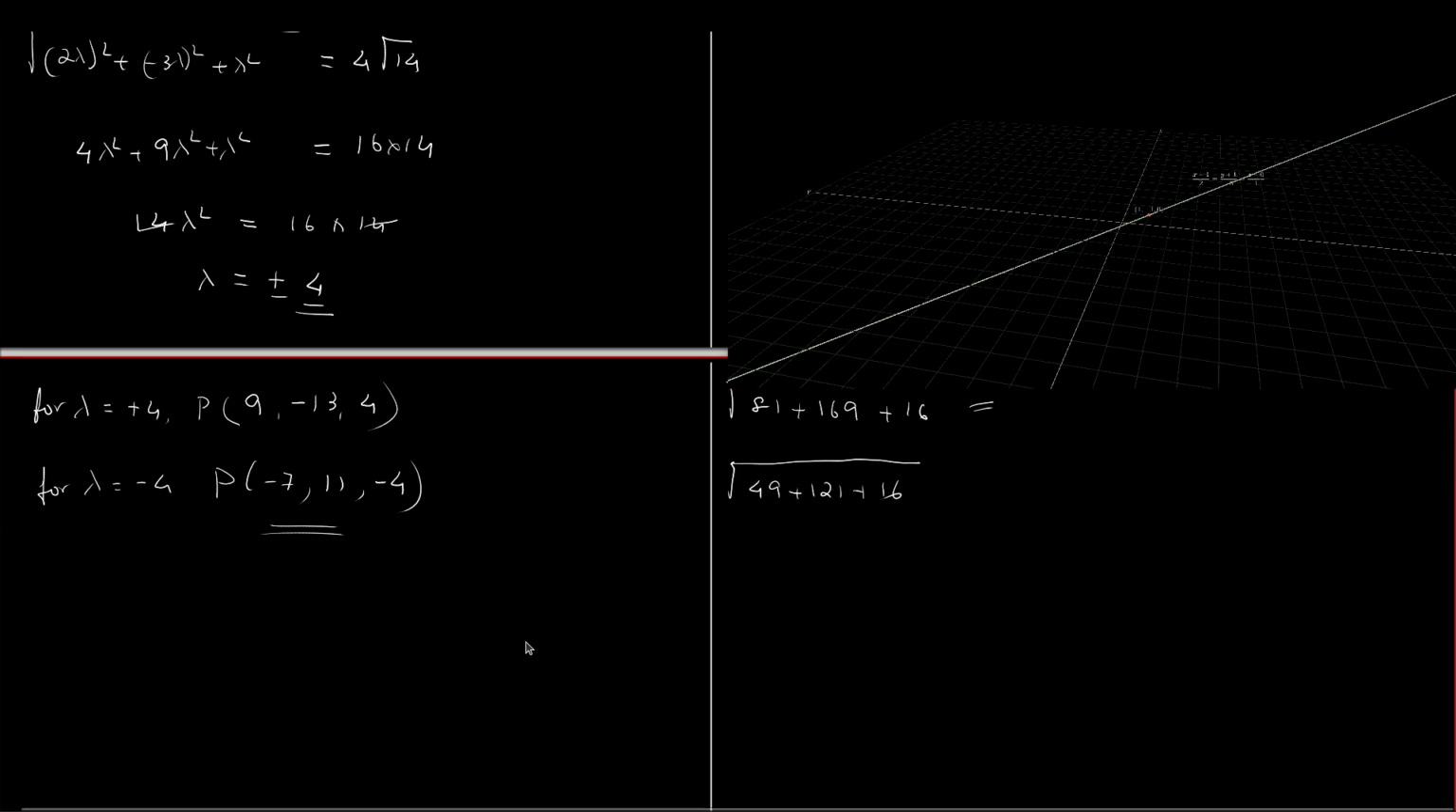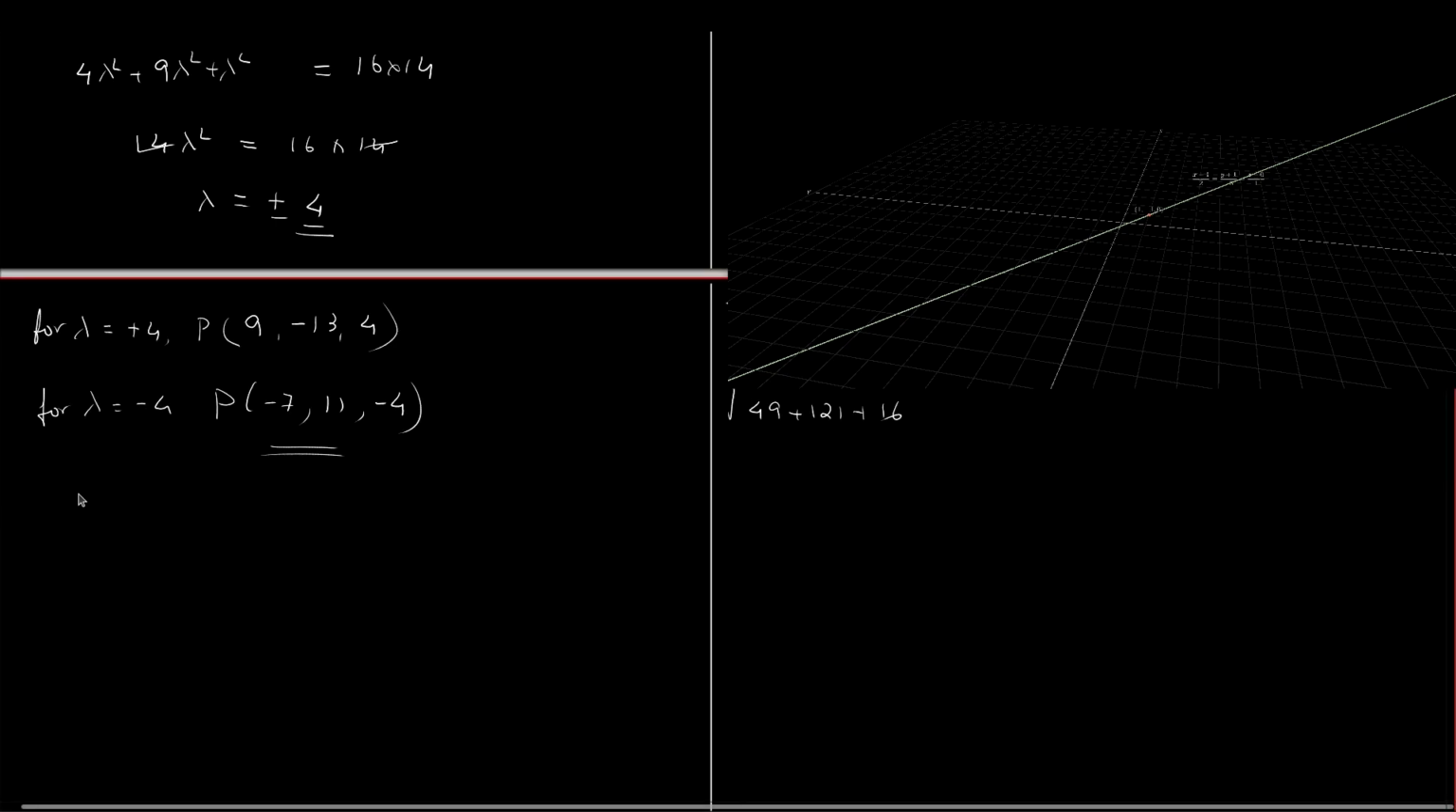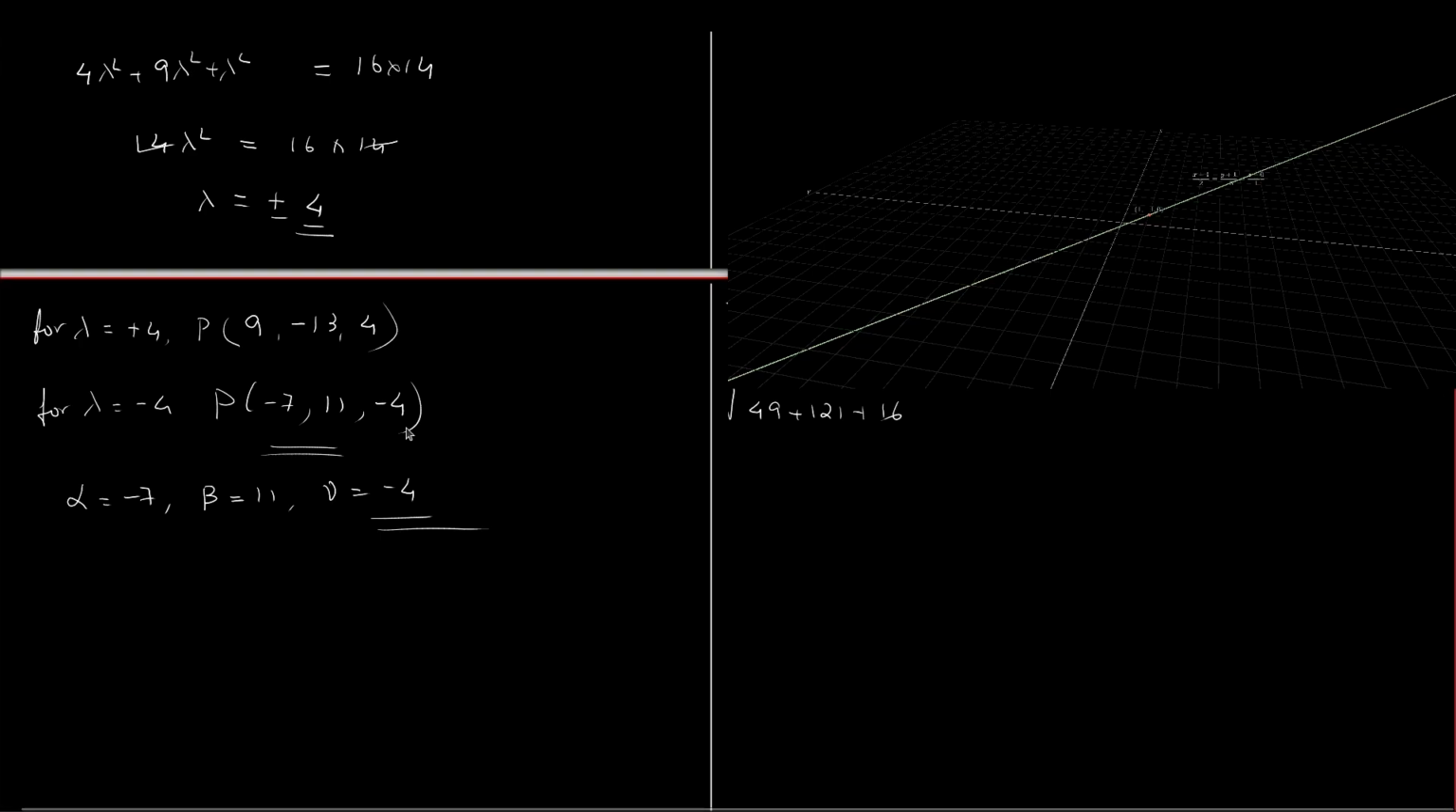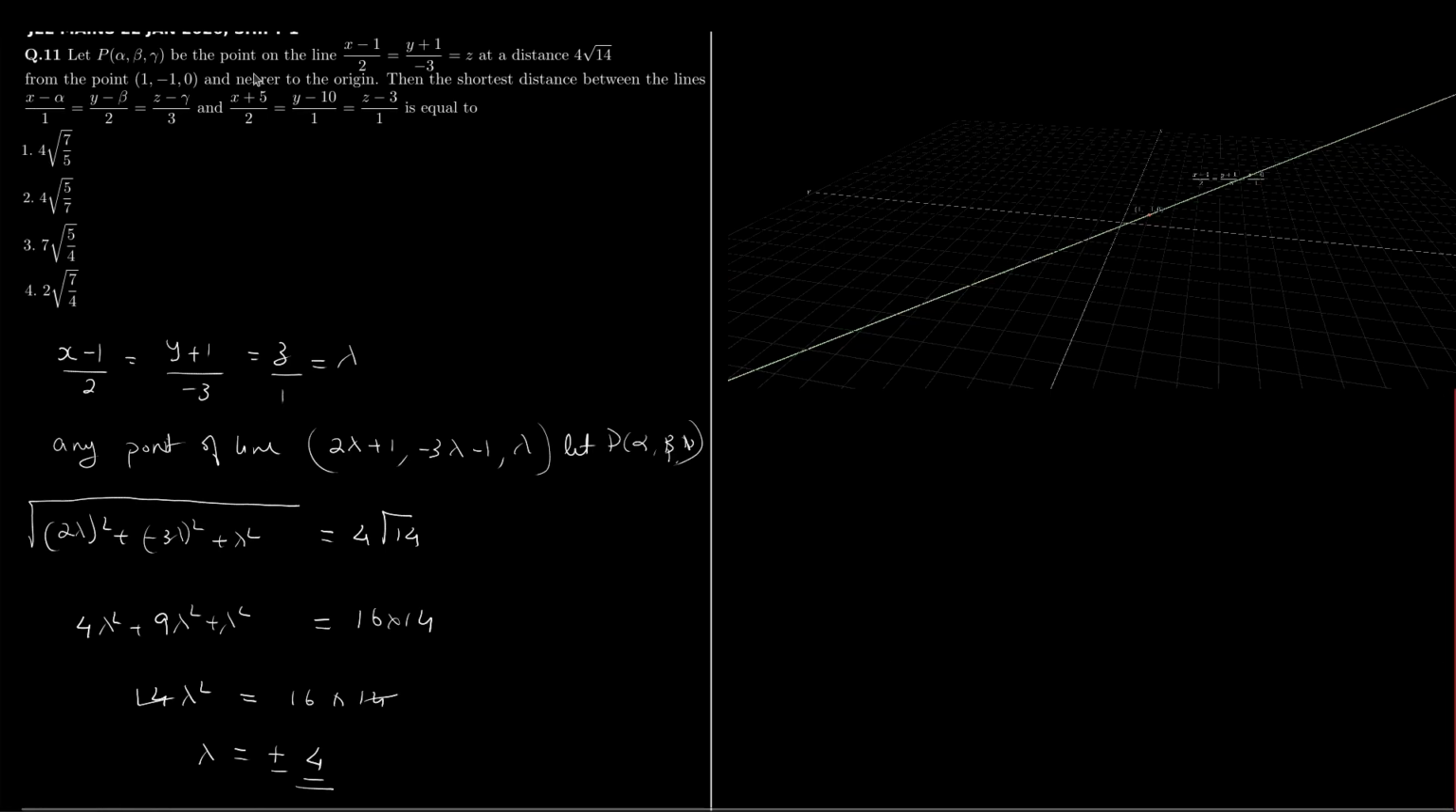So alpha will be minus 7, beta will be 11, and gamma will be minus 4. So the first part of our question is over. We got alpha, beta, gamma. Now we will proceed to the second part.